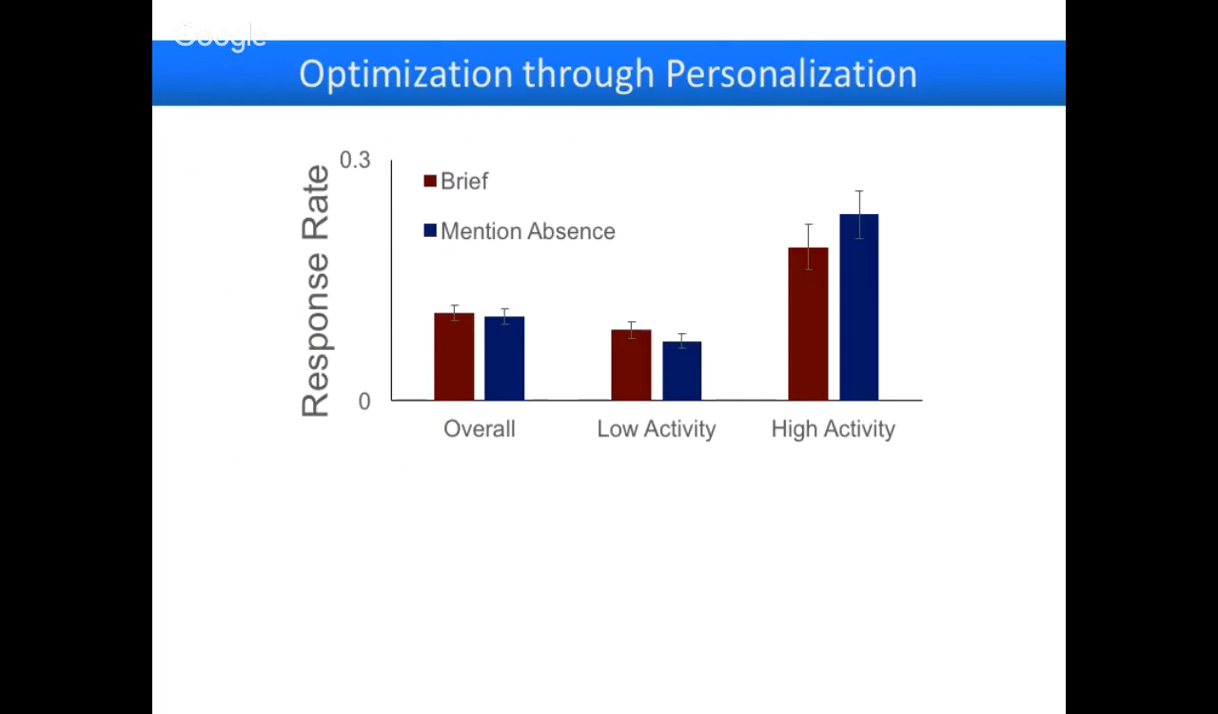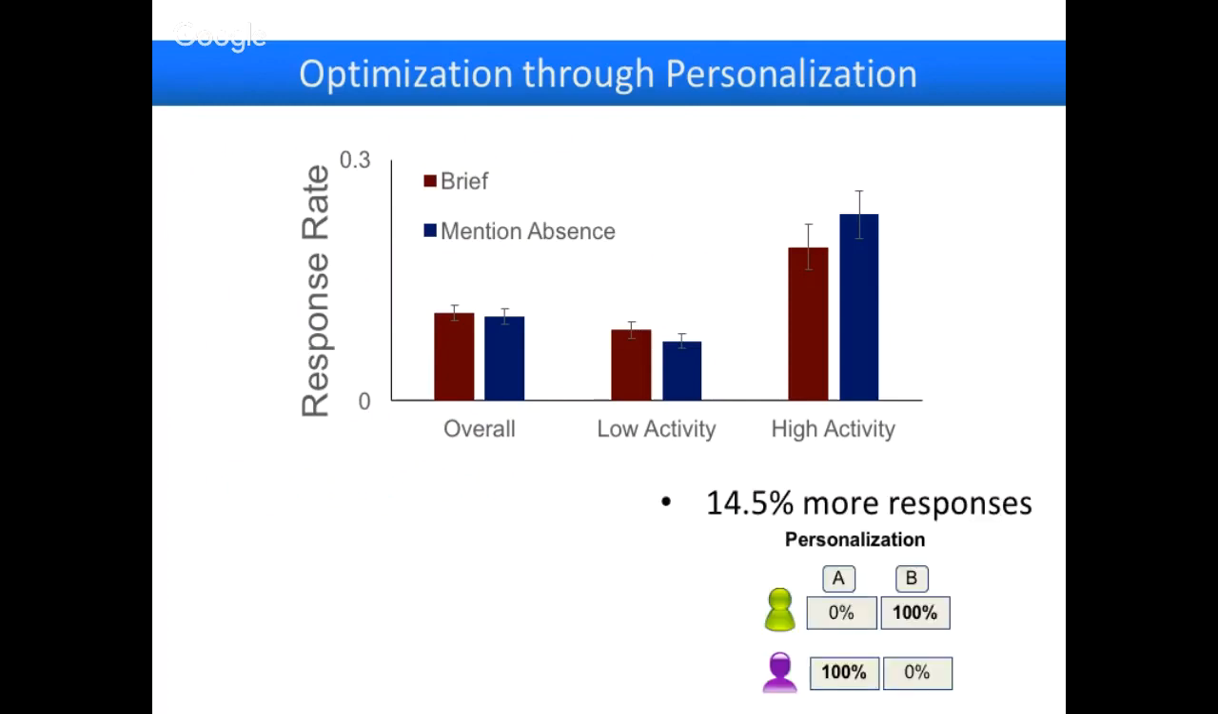So you can see that even if something's on average not looking effective, it might be that it's working differently for different people. And what this means is that if we try to optimize by personalizing, let's give future learners the brief message if they're low activity, and the mention absence message if they're high activity. This could actually increase response rates by up to 14%. So you can actually optimize by personalizing what you send to people.